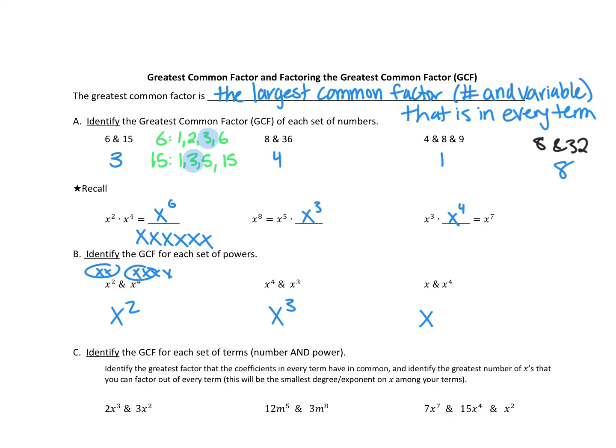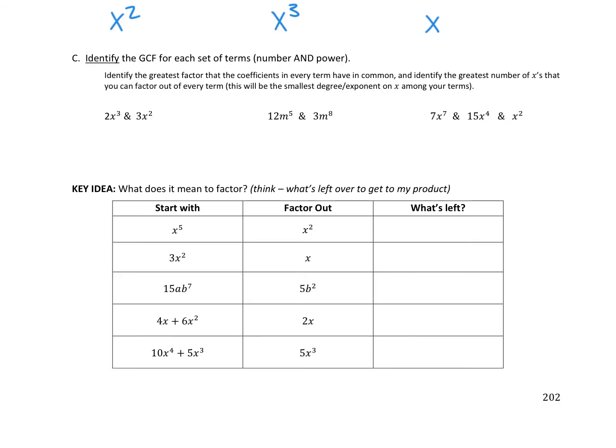We're almost ready to start factoring out a greatest common factor, but let's put our skills together and identify the greatest common factor for these next 3 term sets. Pause the video, try them, and then unpause. Check your answers before moving on. Notice that since there is no common factor other than 1 between 2 and 3, our coefficient here is 1, similarly for this last one.